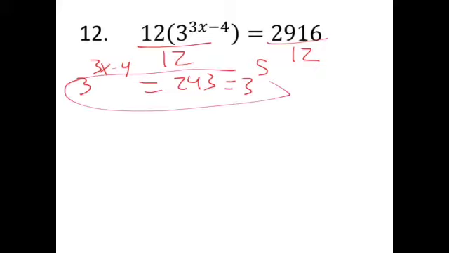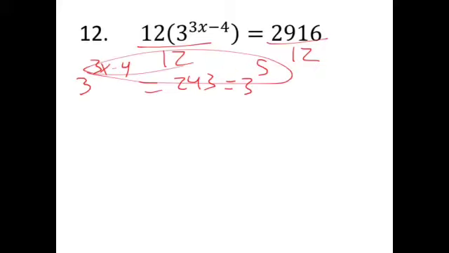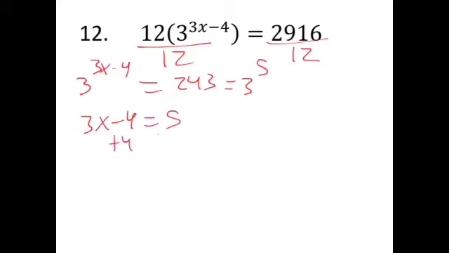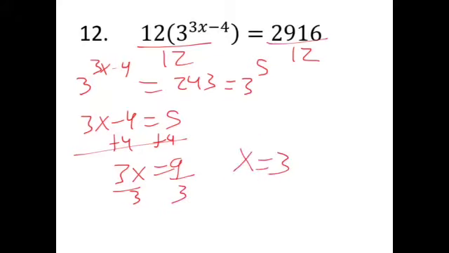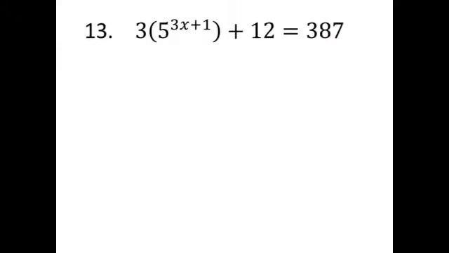We finally have common bases of 3. We can set our exponents equal to each other to get 3x minus 4 equaling 5. Now just add 4 to both sides to get 3x equals 9, and divide both sides by 3 to get x equals 3. On 13, again, we need to make sure we get our exponential factor term all by itself.